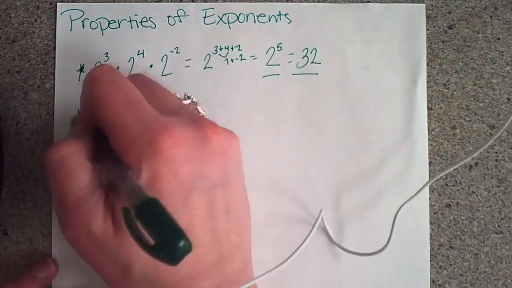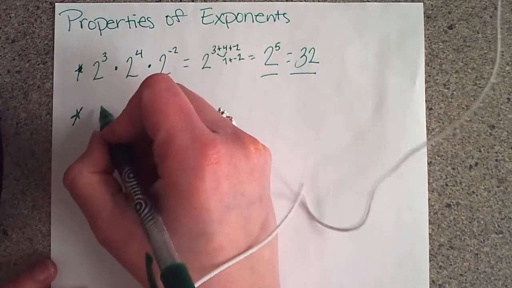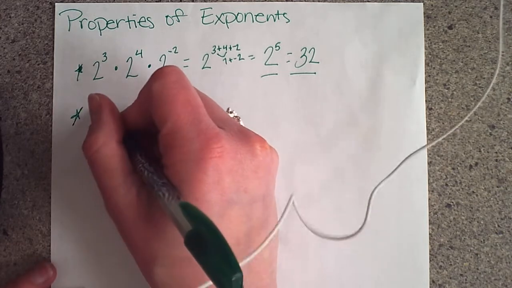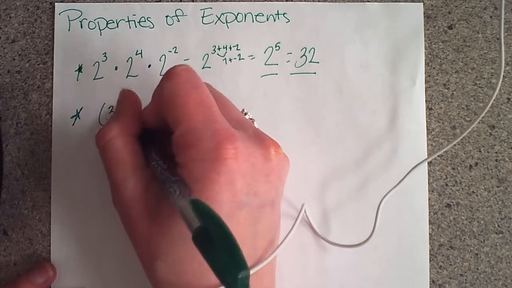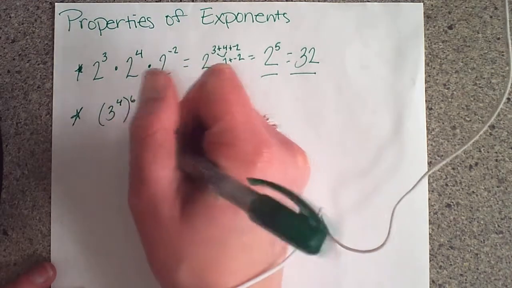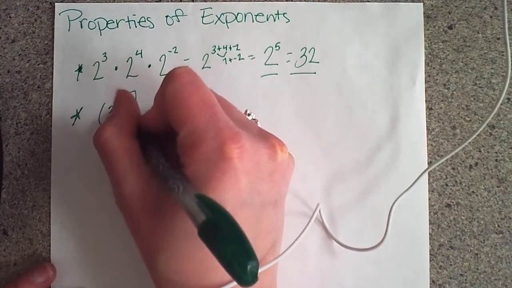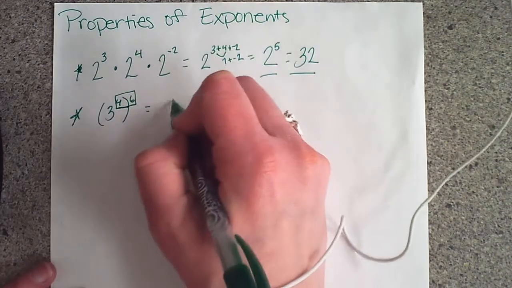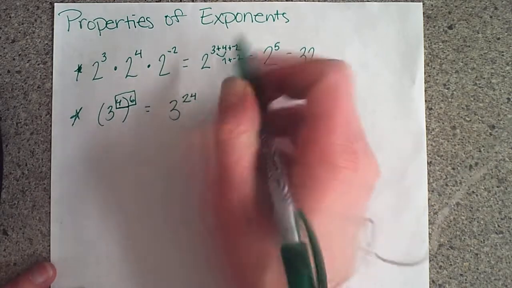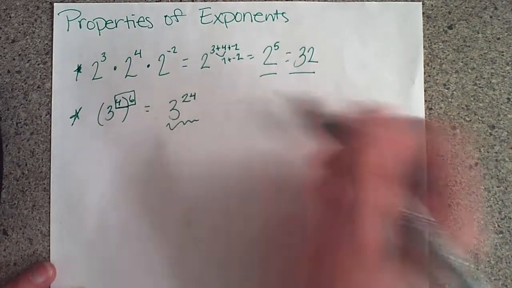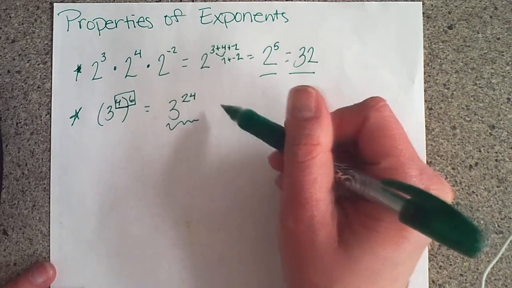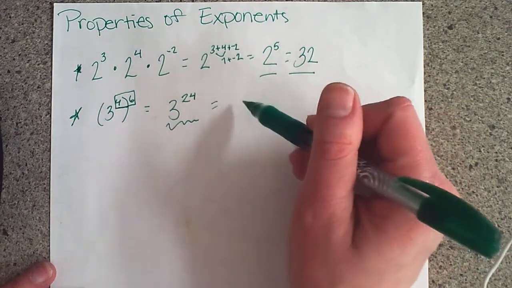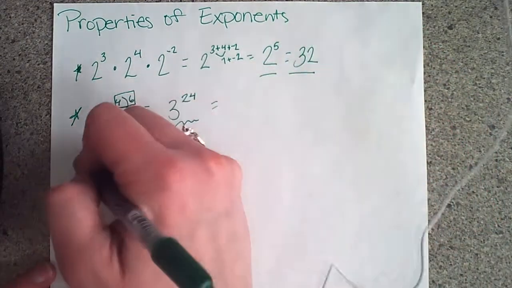Other key properties to remember are a power to a power. So if we have something like 3 to the 4th to the 6th, right, you multiply those two exponents, which would be 3 to the 24th, which is going to be a big number, so we're just going to leave it like this for right now. Again, you could use your calculator to write that as a whole number, but I'm not asking you to do that at this moment.